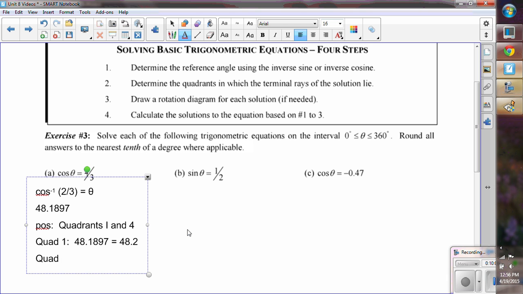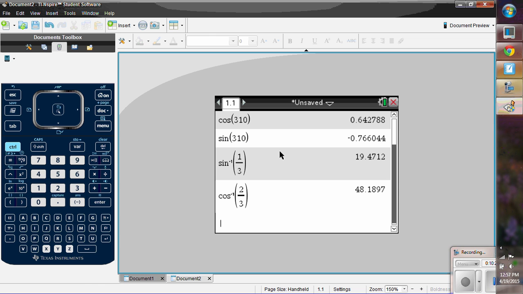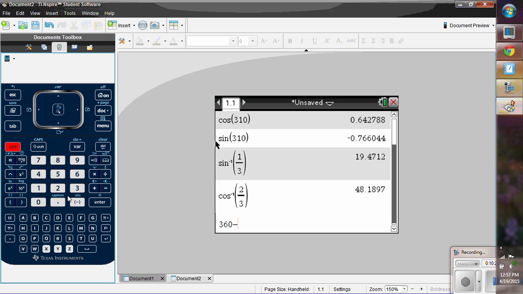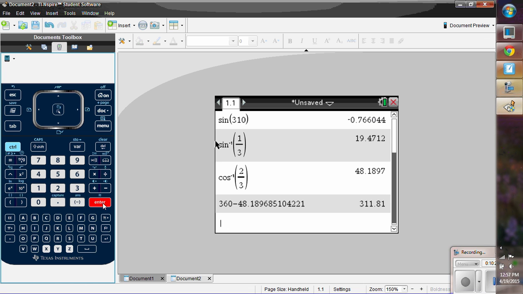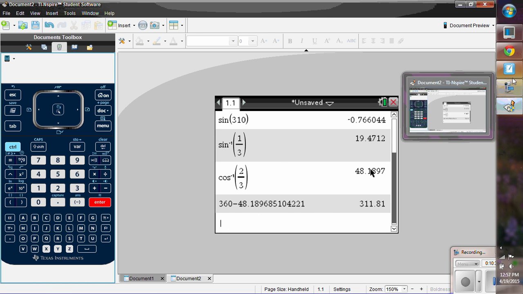The quadrant 4 answer uses the quadrant 4 reference angle formula, which is 360 minus your angle gives you your reference angle. When you solve for this, it's the same as doing 360 minus the 48.2. So we could do that over here: 360 minus our answer. Control negative will always take your last answer, and we get 311.81.